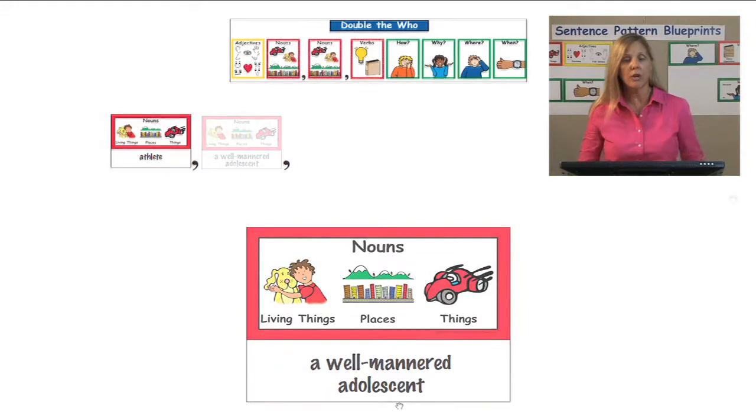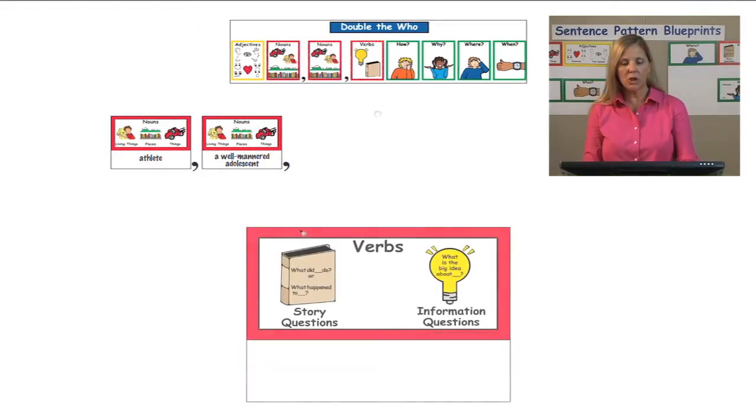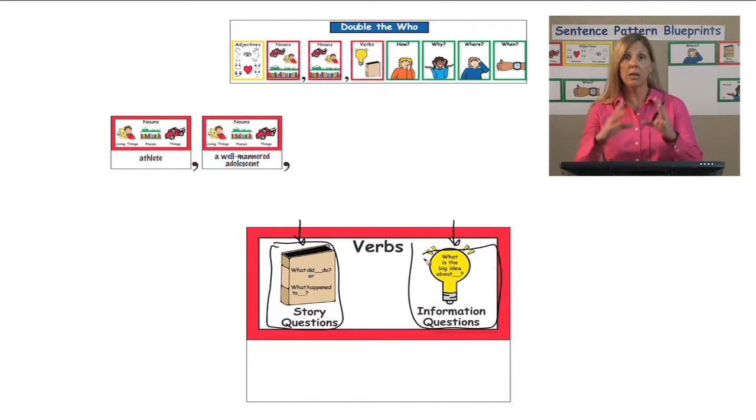Let's write that on our card. The athlete, a well-mannered adolescent. Notice when we're reading, we're also practicing how to read and chunk the sentence correctly when you have an appositive. Let's grab our verb card and fill that in. We have our 2 pictures on our verb card to help us create our sentence. What kind of sentence is this going to be for? Is it going to be for a story or is it going to be for an information piece of writing? It's in a story. Use our story questions to help create the verb for this sentence.